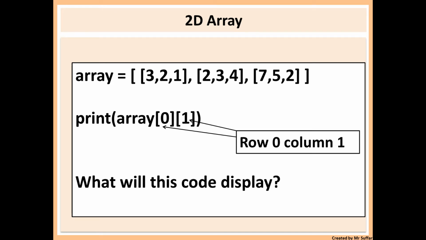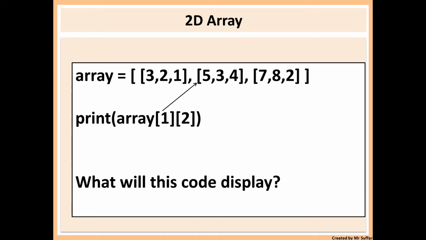So the first number represents the row, second number represents the column. So 0, 1, this will display number 2. So the first arrow you can see is pointing to the first array, and then the second arrow is pointing to the exact number, which is 2. So 0, 1 will display 2.